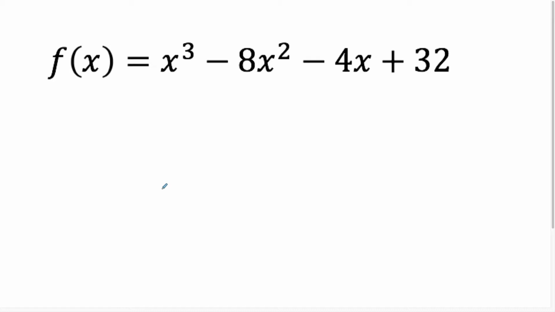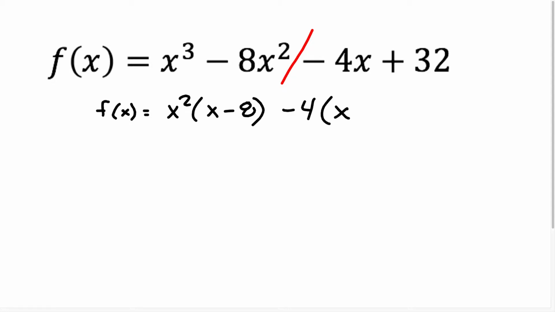I think it was like 2 days ago, this f of x. You factored it. So this one has 4 terms. It's going to factor by grouping. It has no greatest common factor. So we're going to say x squared times x minus 8. Take out the minus 4. That leaves me with x minus 8. And x minus 8 matches, so it is factorable.